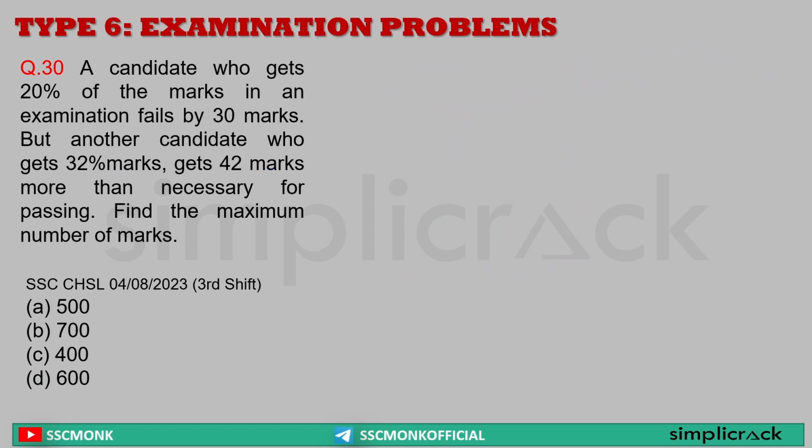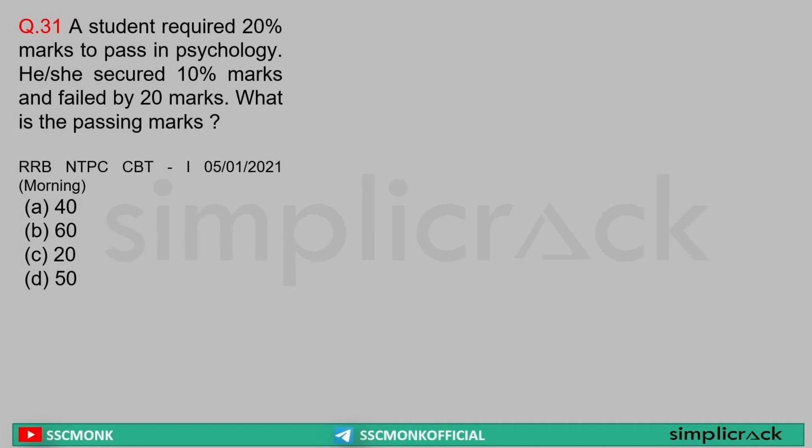Clear? Next. A student required 20% marks to pass in psychology. If she secured 10% of marks and failed by 20 marks, what is the passing mark? So let's say the total mark was X. Passing mark is what? 20% mark. That means X by 5. Okay. So she scored 10%. That means she scored X by 10 and failed by 20 marks. So if I add 20 marks, I will get what? The passing mark, that is X by 5.